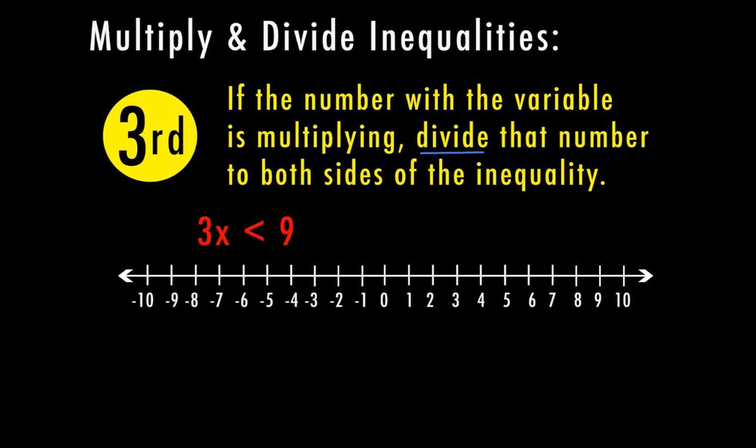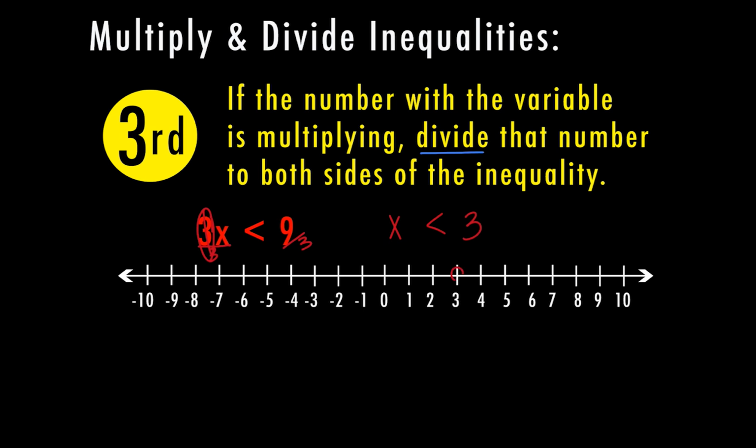So now I have 3 times x is less than 9. So instead of multiplying my variable times 3, I'm going to divide by 3, and whatever I do to one side, I have to do to the other. Well, 3 divided by 3 is 1, and 1 times x is x. I still have a less than symbol, and 9 divided by 3 equals 3.